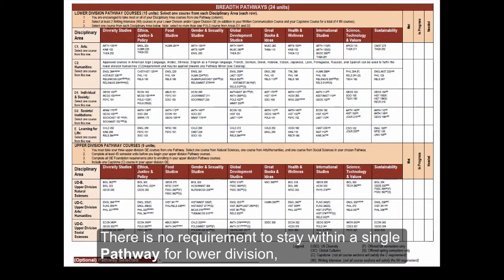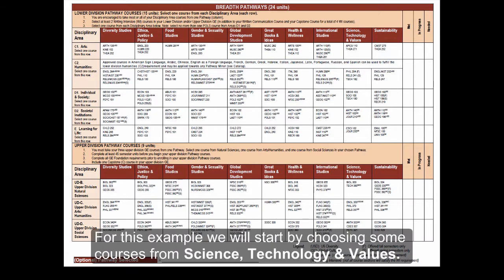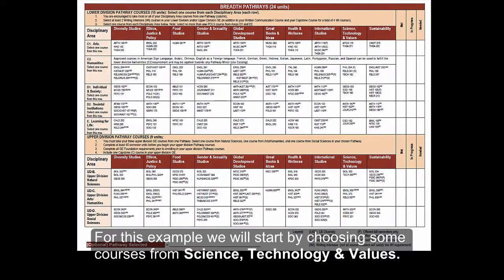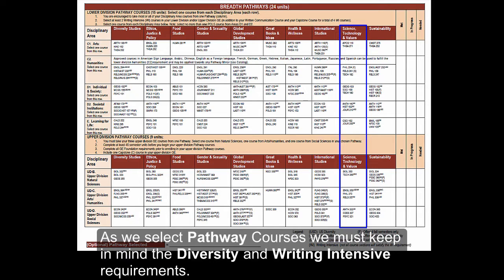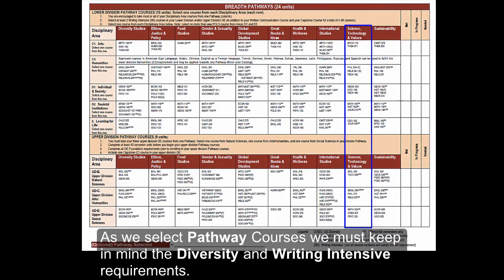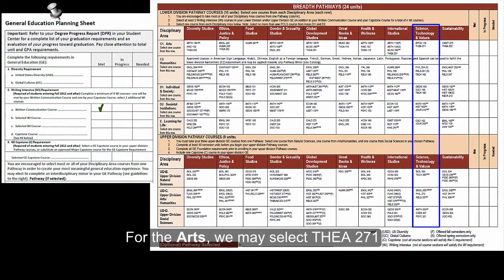There is no requirement to stay within a single pathway for lower division. For this example, we will start by choosing some courses from Science, Technology, and Values. As we select pathway courses, we must keep in mind the diversity and writing-intensive requirements. For the arts, we may select Theater 271.